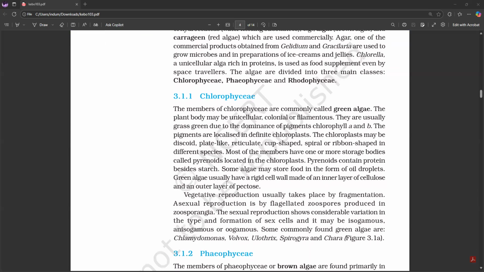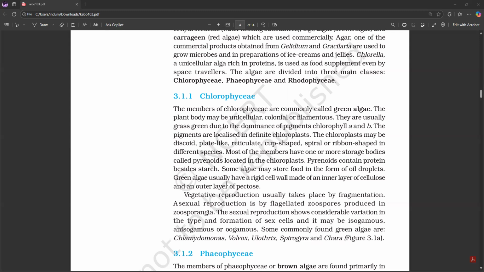The algae are divided into three main classes: Chlorophyceae, Phaeophyceae, and Rhodophyceae. 3.1.1 Chlorophyceae. The members of Chlorophyceae are commonly called green algae. The plant body may be unicellular, colonial, or filamentous. They are usually grass green due to the dominance of pigments chlorophyll a and b. The pigments are localized in definite chloroplasts. The chloroplasts may be discoid, plate-like, reticulate, cup-shaped, spiral, or ribbon-shaped in different species.